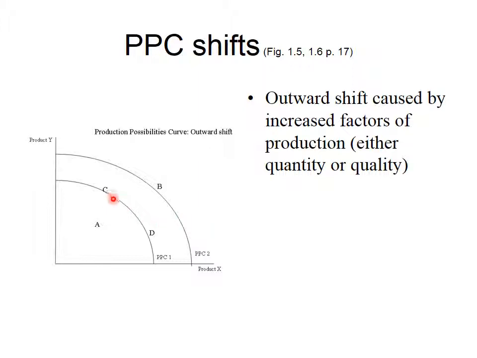This is what I was just talking about: an outward shift caused by increases in the factors of production, and that increase can be either in quantity or quality. If we keep the same number of laborers but increase their skill level so that they can produce more efficiently, that'll push our production possibility curve out.